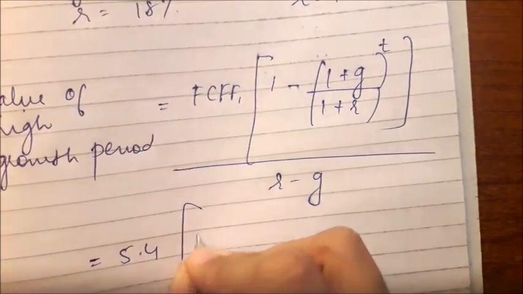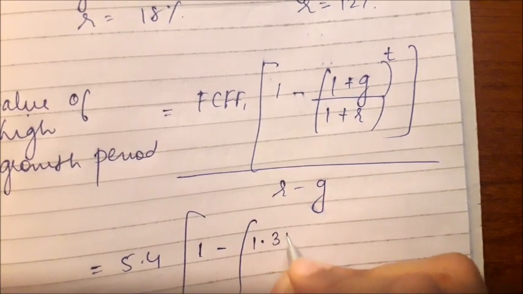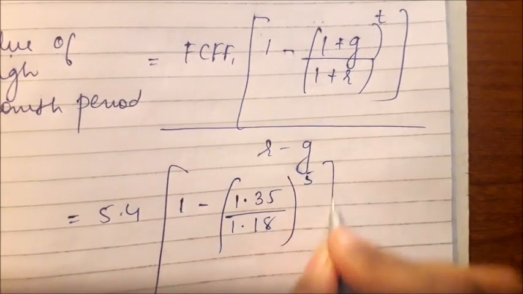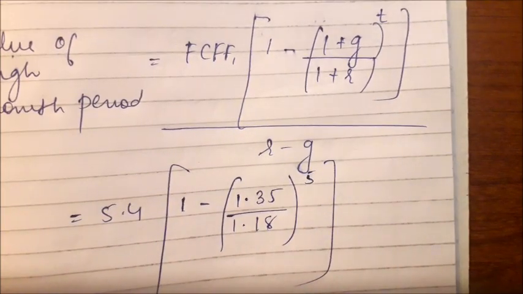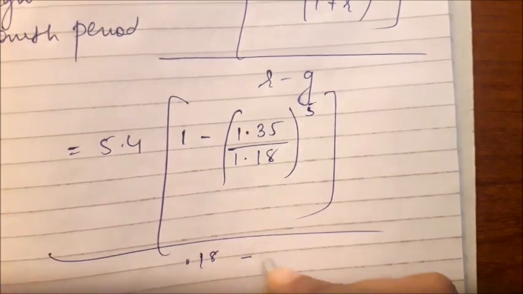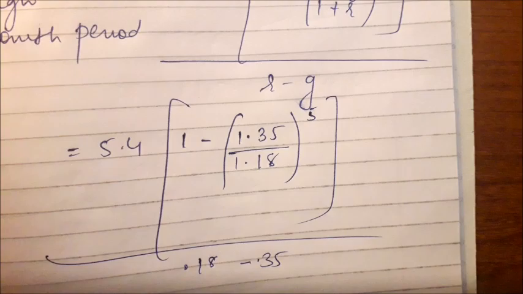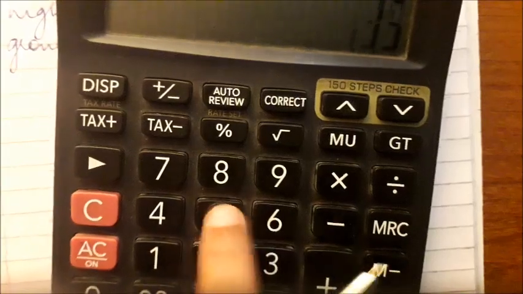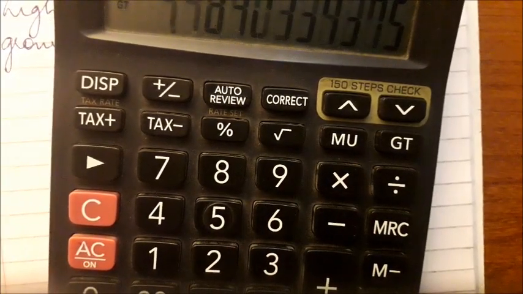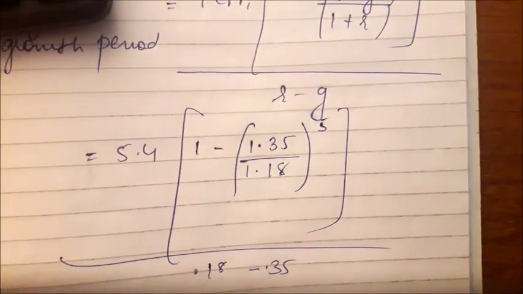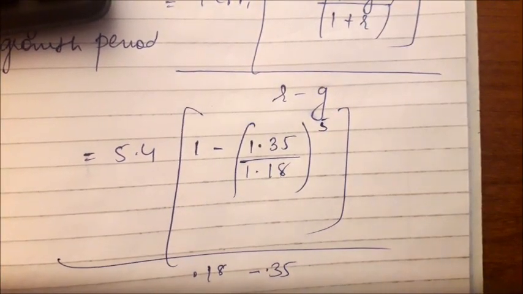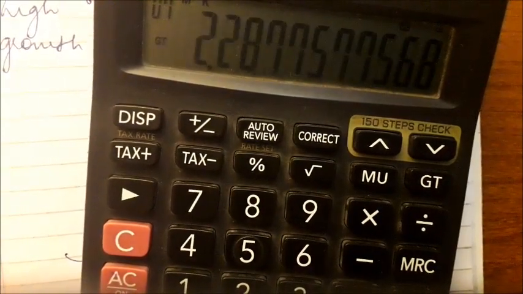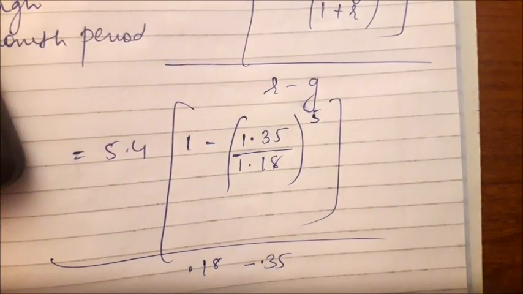5.4, 1 minus 1 plus G is 1.35, 1 plus R is 1.18 to the power 5 years for the high growth period. R is 18 percentage, G is 35 percentage. So let's calculate. 1.35 we have to multiply 5 times, that is 2 3 4 5, it's 4.4840. 1.18 also 5 times, 1.18, 2 3 4 5, 2.28775.